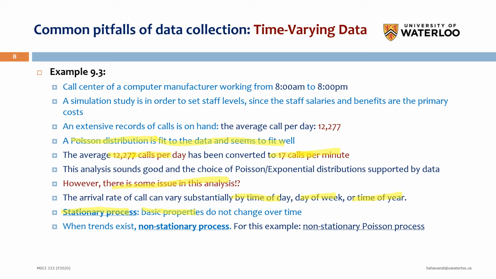So here we need to consider a non-stationary process, because in this process the rate changes over time, over the days of the week and so on. So yeah, a Poisson process would be good, but we need to consider the non-stationary Poisson process, not the stationary one. Okay.